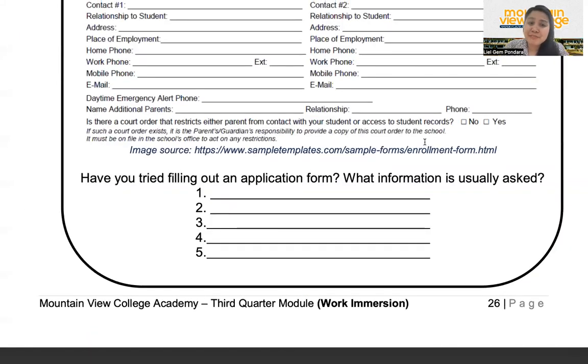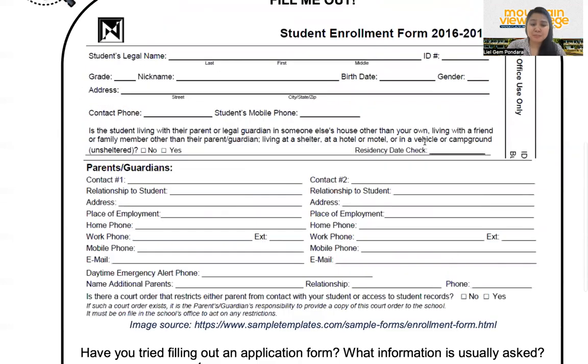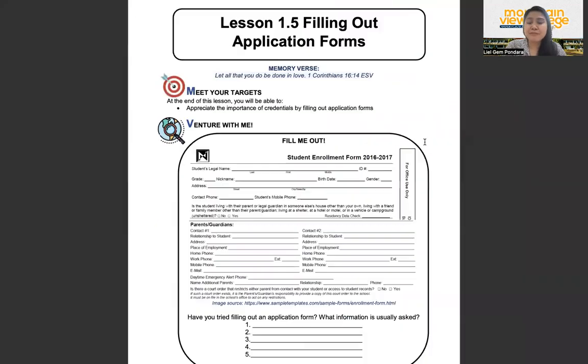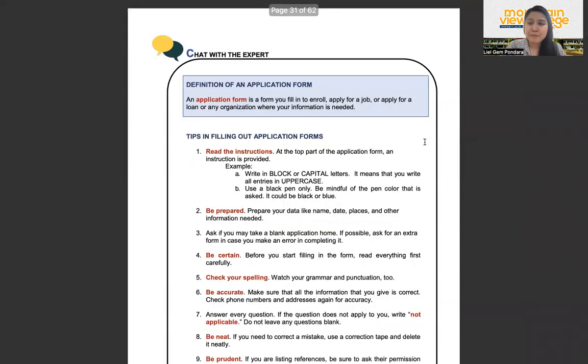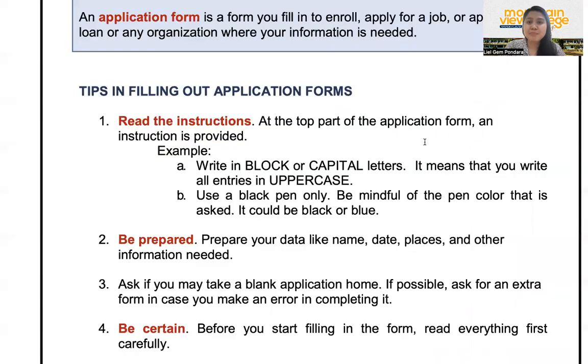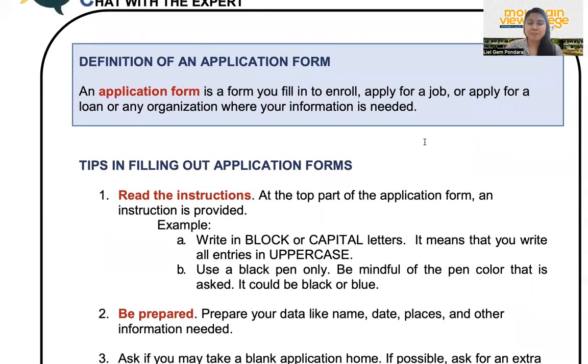Now, have you tried filling out an application form? What information is usually asked? You know what? Over the years, I kept on reminding myself to memorize my husband's birthday, the phone number, and the rest of the family members, because during hospital admissions, I keep on filling out all the forms for them. So you see, the important information, you must always remember them.